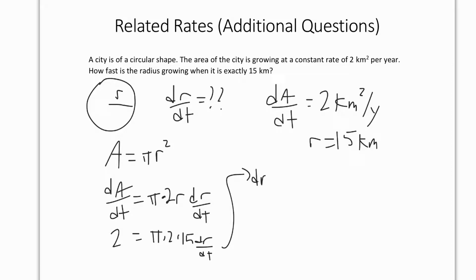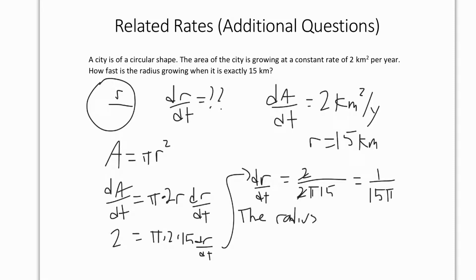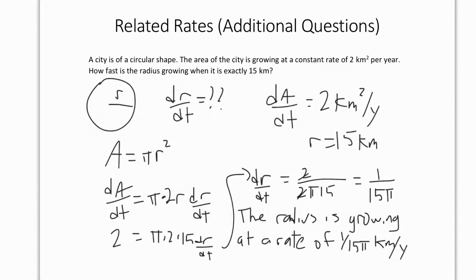So isolating for dr/dt gives us 2 over 2 times pi times 15. So we can cancel out the 2's, which gives us our final answer of 1 over 15 pi. So the radius is growing at a rate of 1 over 15 pi kilometers per year.